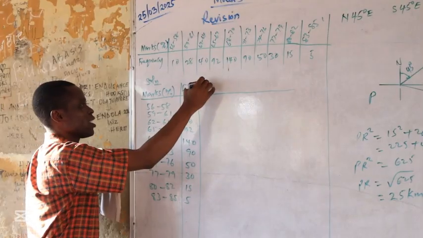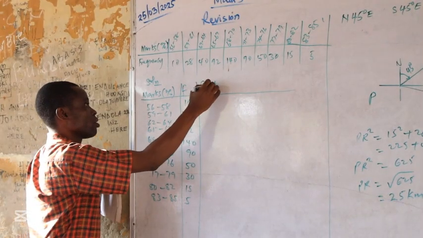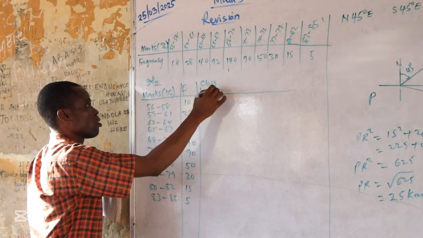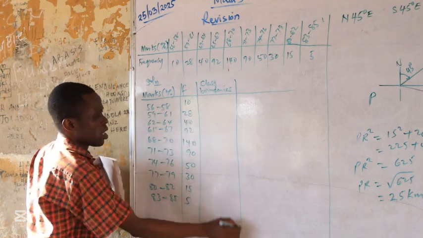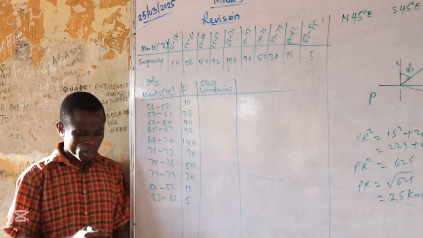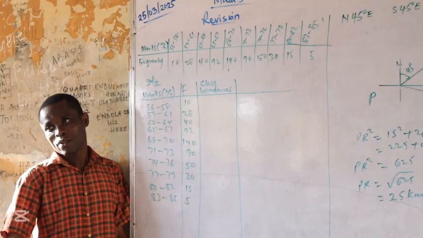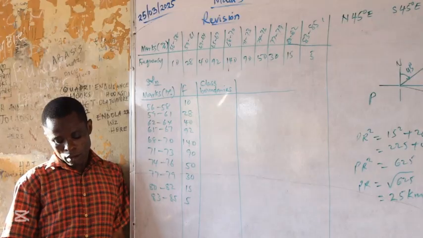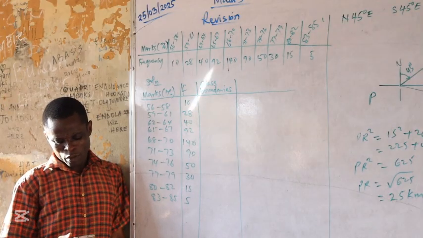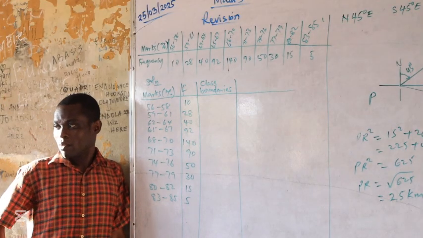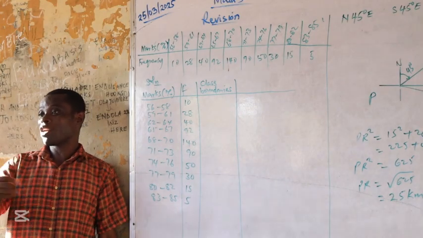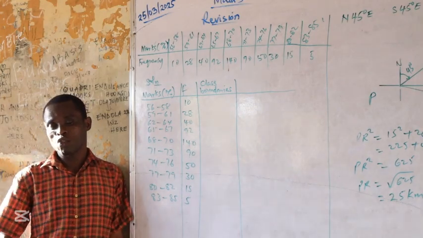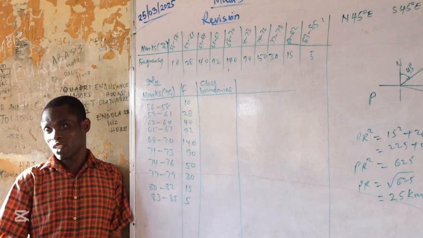The next thing is to get the class boundaries. Now, what will be the class boundary of the first one? 55.5 to 58.5. Why is it 55.5? Okay, you subtract 0.5. Why is it 0.5 that you are subtracting from it?